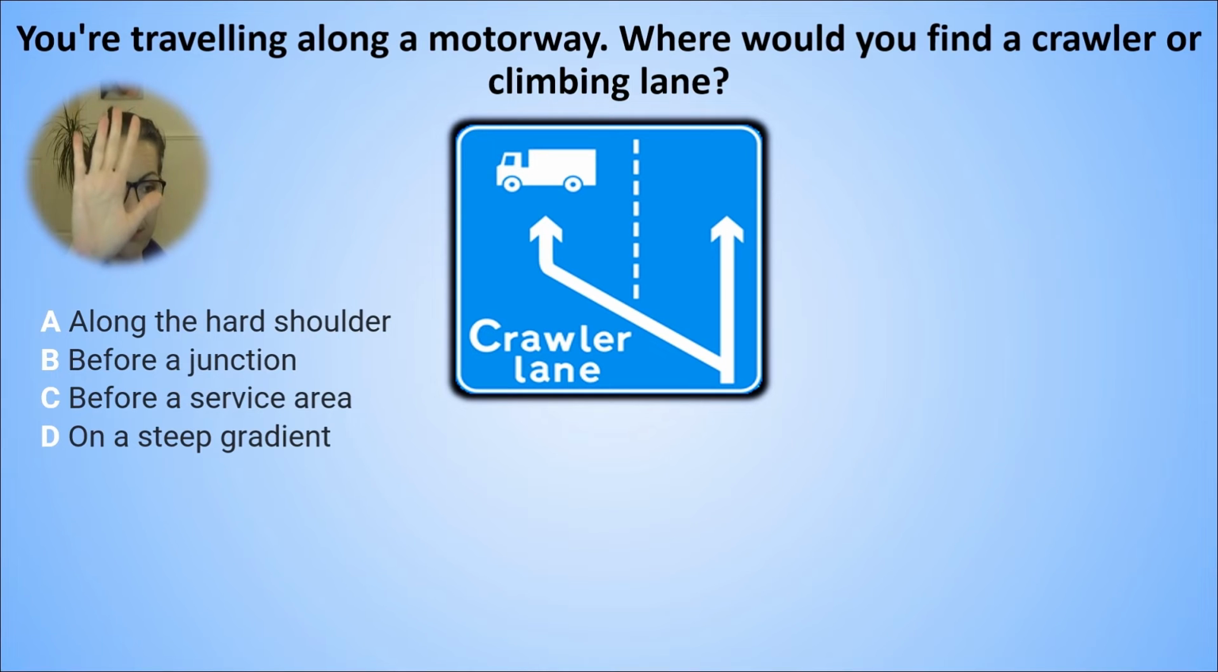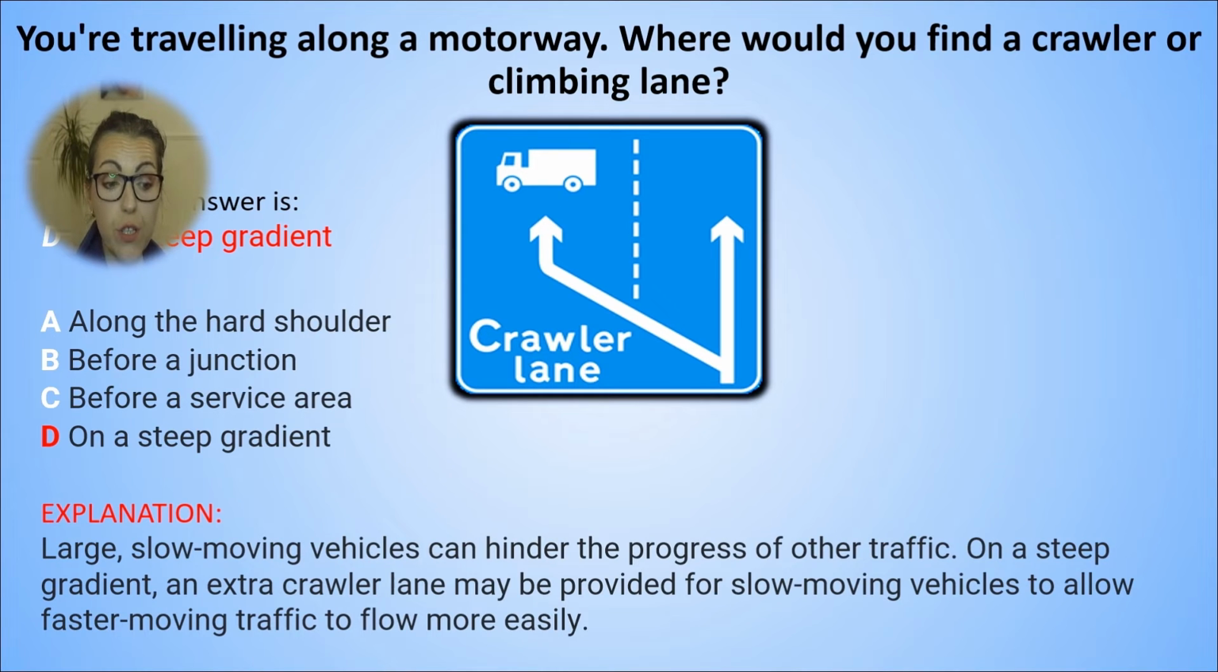5, 4, 3, 2, 1. And the correct answer is D. On a steep gradient. Explanation. Large, slow-moving vehicles can hinder the progress of other traffic. On a steep gradient, an extra crawler lane may be provided for slow-moving vehicles to allow faster-moving traffic to flow more easily.